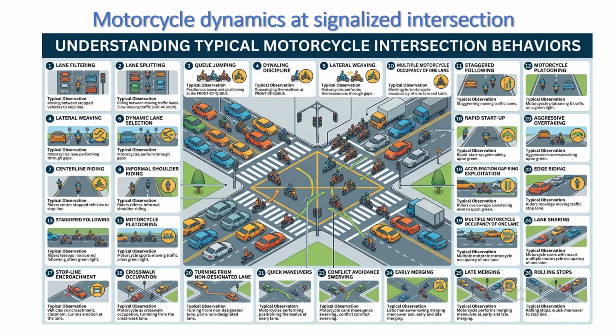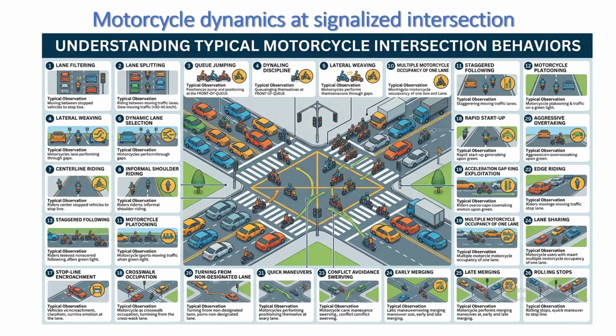Edge riding: in a lot of cases we can see that motorcyclists try to move through the edge of the road. Multiple motorcycles occupy one lane. We have already discussed lane sharing is common for motorcycles since they have the least width, so they occupy multiple lanes. Turning from a non-designated lane is also common for motorcycles.